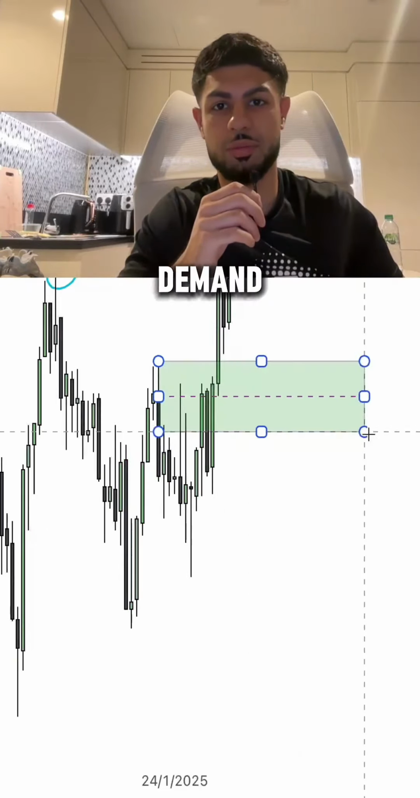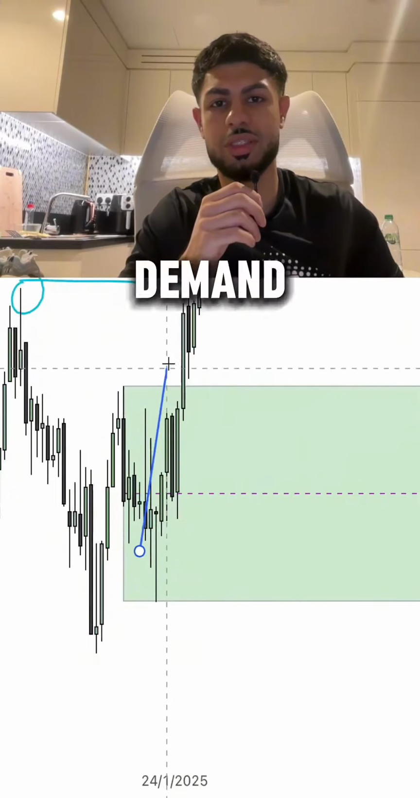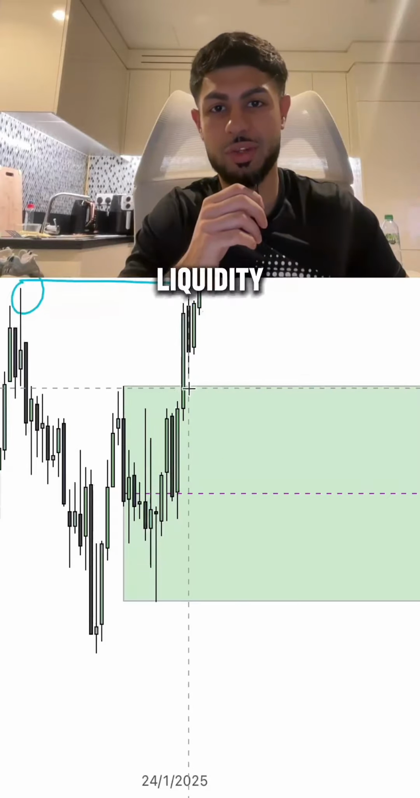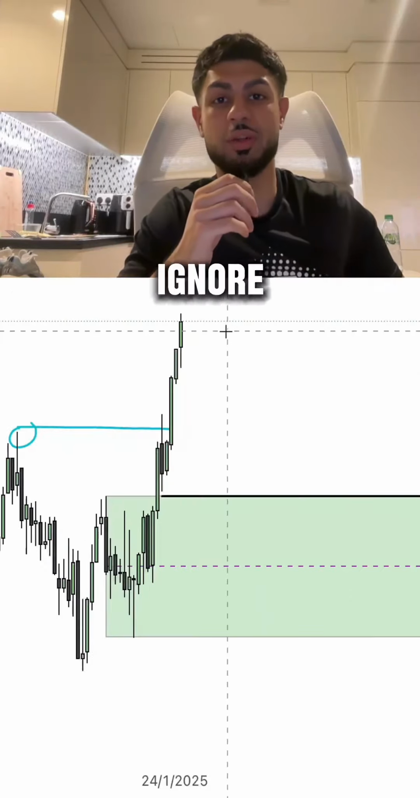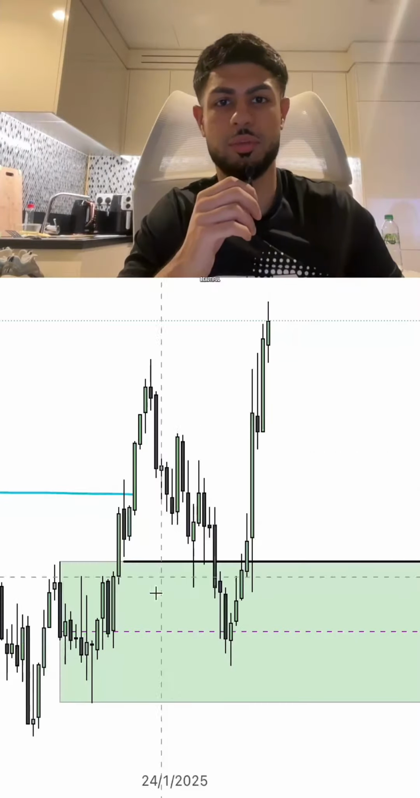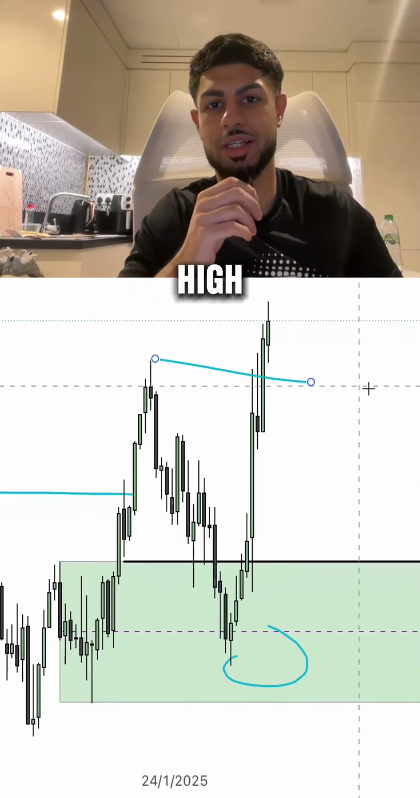But what about demand zone 2? We can see demand zone 2 is completely fresh, price has not retraced into it, and we have liquidity resting just above it. This is why I can ignore the last demand zone, focus purely on this one, expect a tap in, higher high. Beautiful, there's a tap, there's the higher high, this is what I love to see.